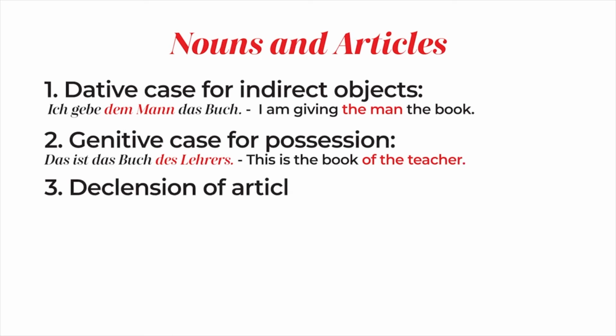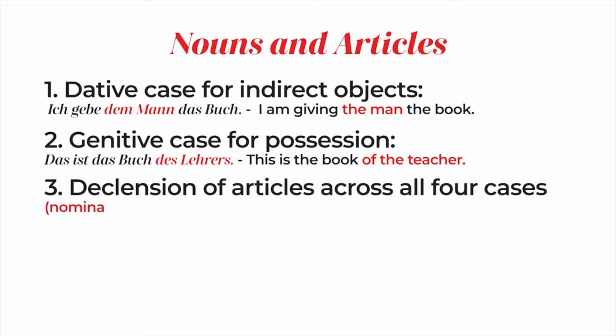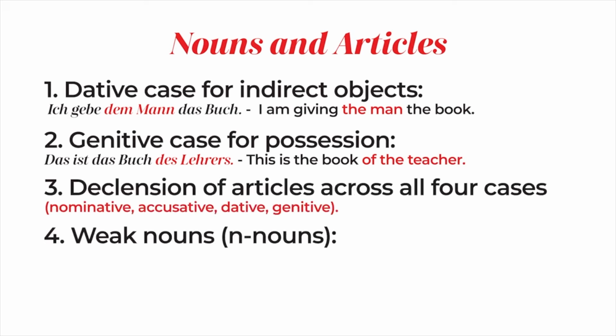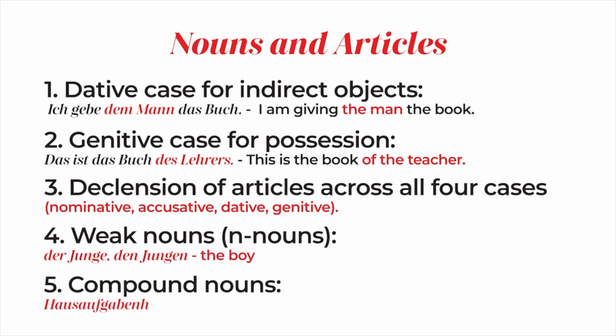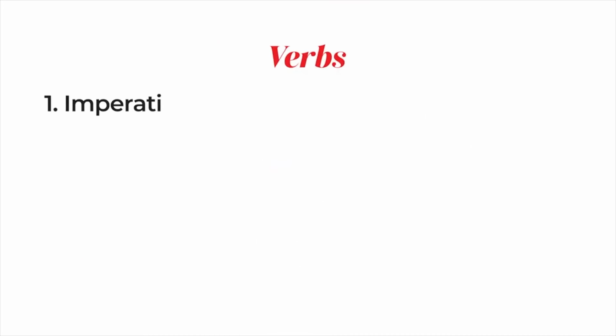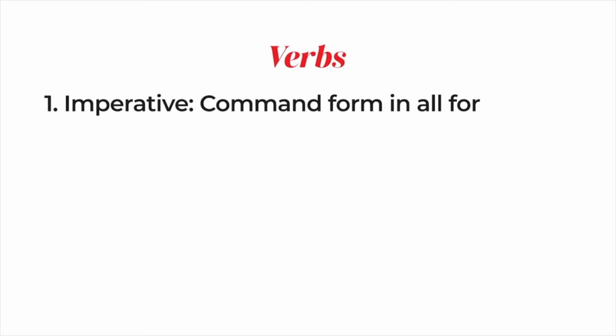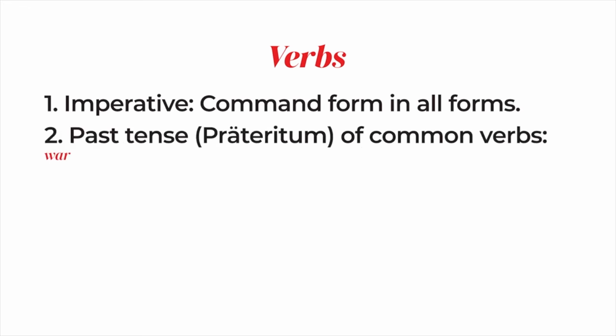Declension of articles across all four cases: nominative, accusative, dative, and genitive. Weak nouns, or nouns that take an N for every case except nominative. "Der Junge, den Jungen." Compound nouns. "Hausaufgabenheft," homework notebook. Verbs. The imperative mood, command form in all of its forms. The past tense in the Präteritum of common verbs like war, hatte, ging, and kam.